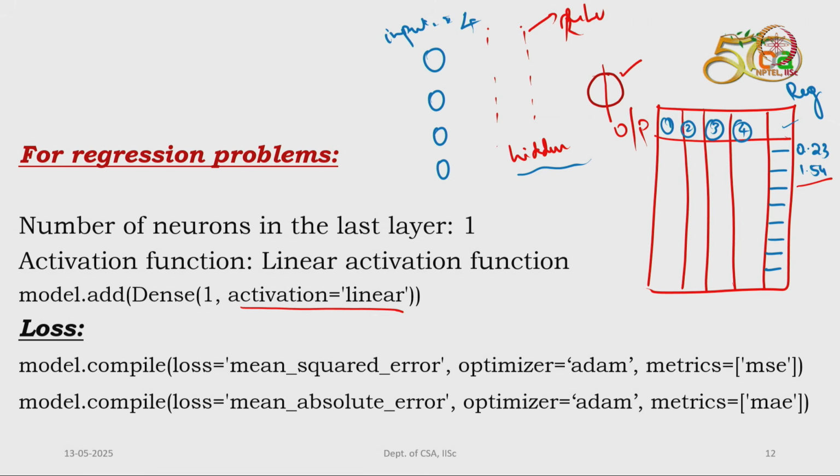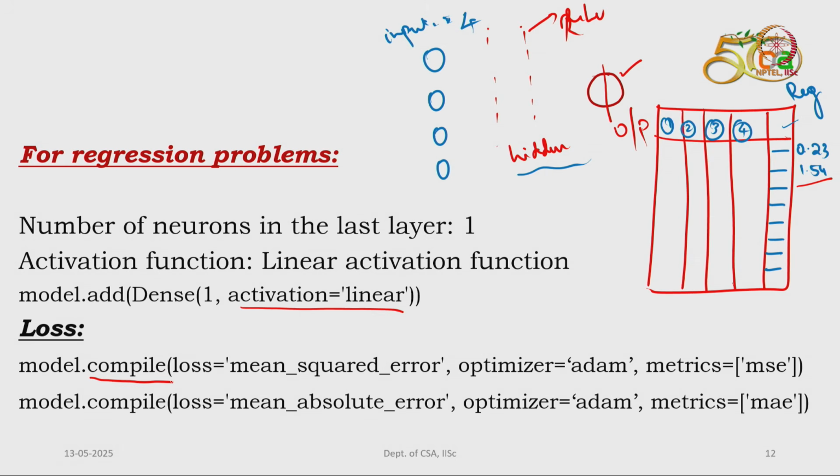Absolutely everything is the same as in your classification. There is a change at the output layer. If it is a regression problem, keep one neuron at the output layer, and the activation function that we will be using is a linear activation function. Okay. Now comes the compile.